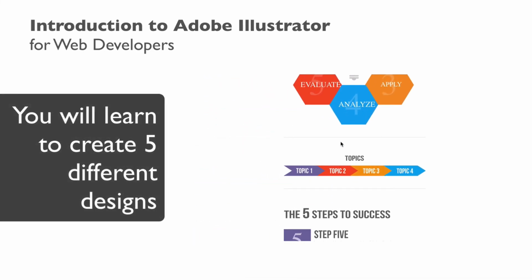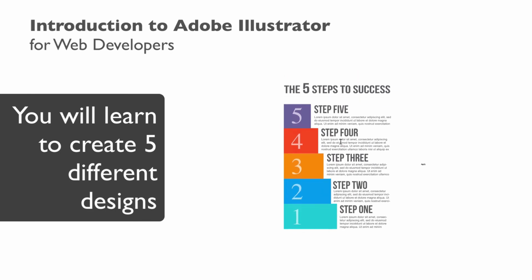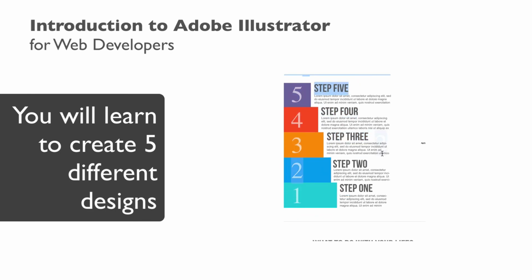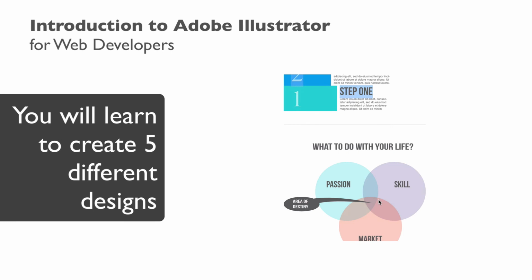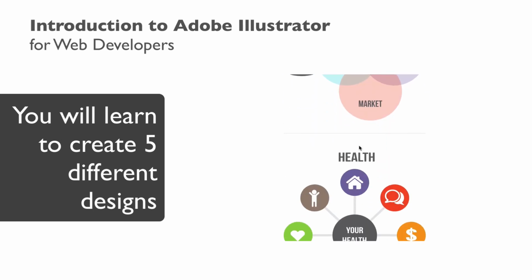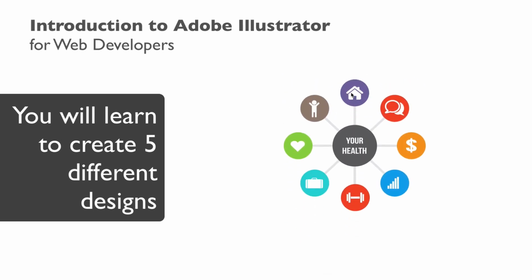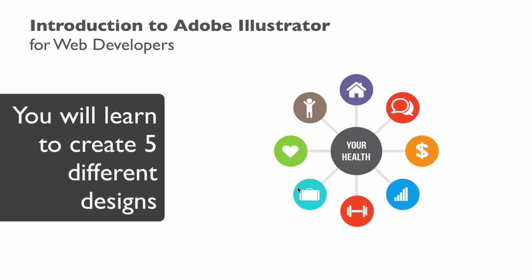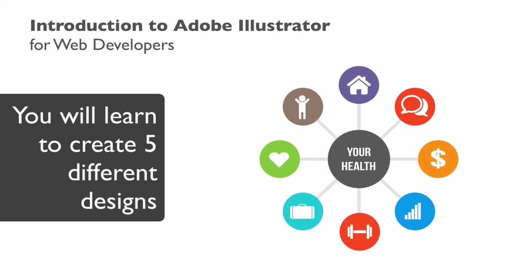You can see here, these are the graphics that we're going to go through. We'll learn how to create the topics. Design, we'll go through the 5 steps of success, what to do with your life, and then the last one, health, where I'll take you through and show you how to create each of these icons as well, which you can create as separate icons for your content.